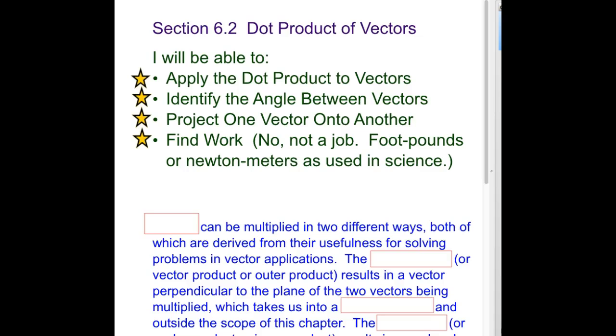So our last topic is something called a dot product of vectors. The learning targets here, we are going to do the first two. We are not going to have time to do the second day of this section. All right, so we'll just be looking at what is a dot product and how do we use it, and how do we find the angle between two given vectors. Okay.